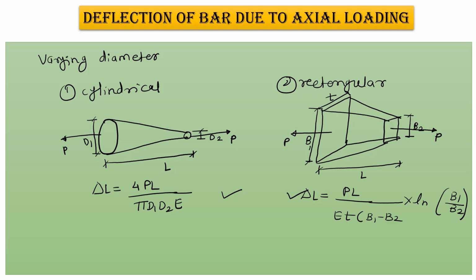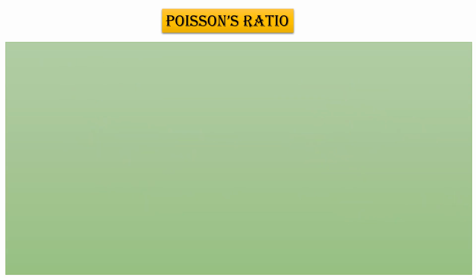Then next is Poisson's ratio. Poisson's ratio is represented by mu or 1 by m. Poisson's ratio is nothing but mu is equal to lateral strain to longitudinal strain.